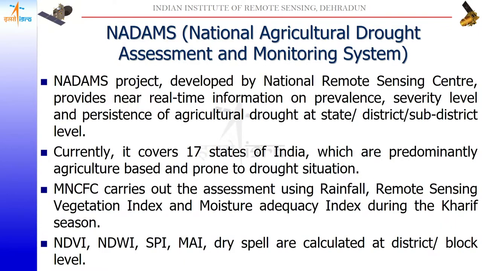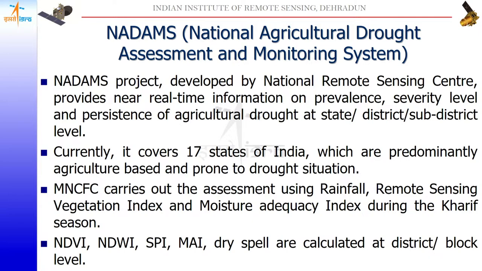Now come to the next, the National Agriculture Drought Assessment and Monitoring System, which was earlier developed by NRSC or ISRO. Basically it was the brainchild of ISRO, and it provides very near real-time information on the prevalence, severity level and persistence of agricultural drought at the state, district and sub-district level. Currently, 17 states of India are covered under this project as well as its results.